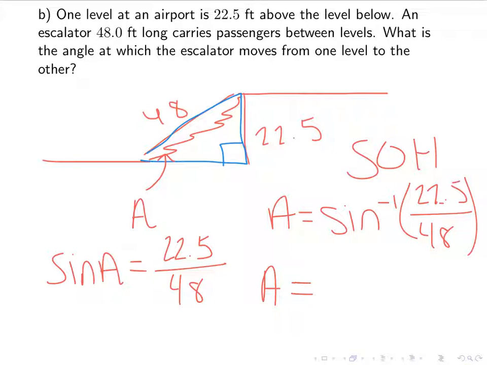And again, I just plug that into my calculator. Be careful with parentheses, right? You want to make sure you're doing sine inverse of 22.5 divided by 48, not sine inverse of 22.5 divided by 48, which will give you an error. Okay, so if you do this correctly, you should be getting 27.95 degrees. Again, make sure your calculator is in degree mode.